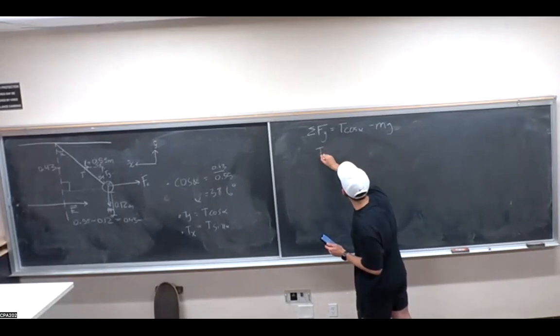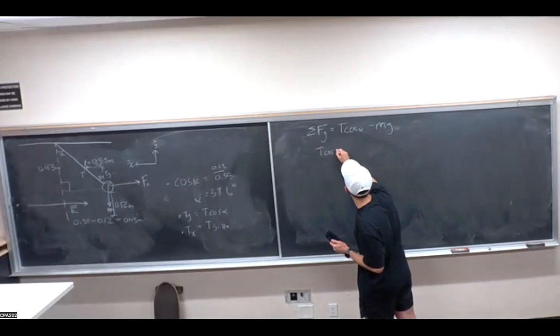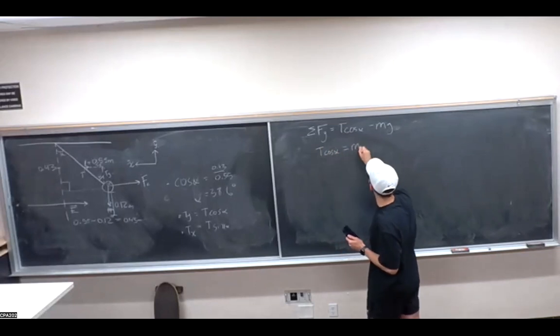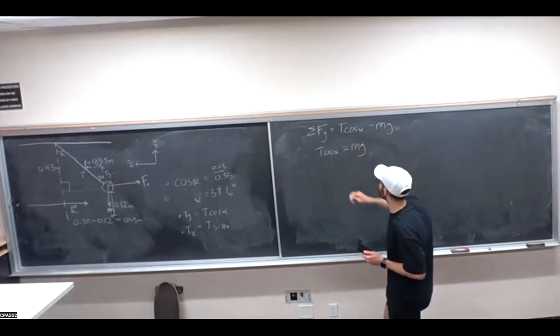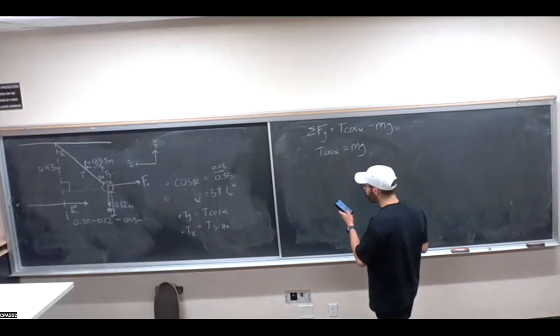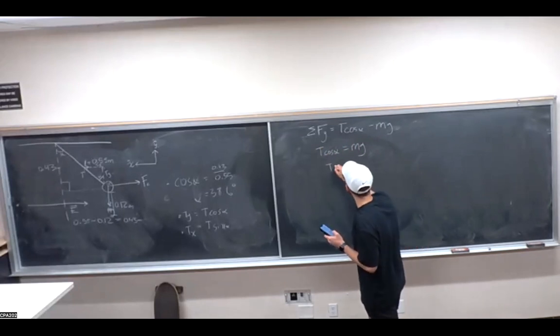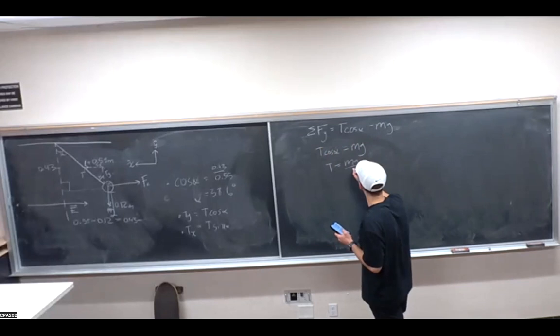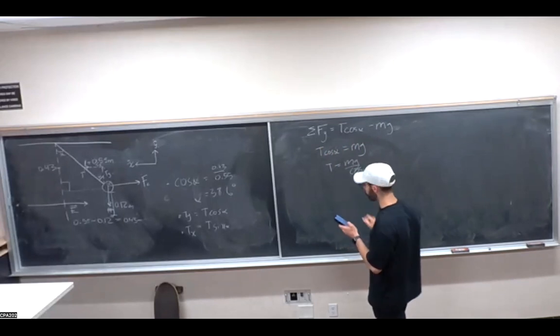So I'm going to rearrange it. T cosine alpha equals mg. All I did was bring the mg to the other side. And now we can solve for tension, where T equals mg over cosine alpha.